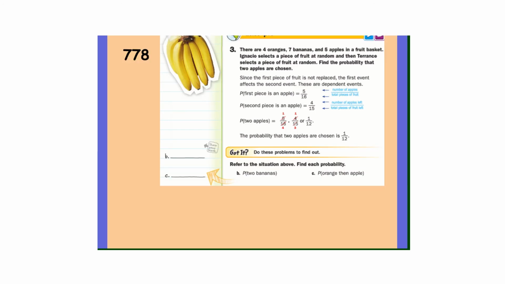So here's an example. There's 4 oranges, 7 bananas, 5 apples in a fruit basket. They're going to pick a piece of fruit at random. And then another person's going to pick a piece of fruit at random. Find the probability that 2 apples are chosen. So here, how many pieces of fruit do we have? 4 and 7 make 11, plus 5. There's 16 pieces of fruit. How many are apples? 5. So the probability that the first person is going to pick an apple is 5 out of 16.